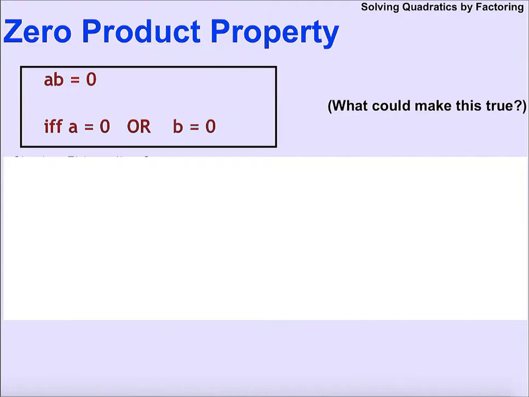This is going to be a lot like the absolute value equations. The main idea here is that if A times B equals 0, there are two ways to make that happen. So we need to find both possible ways to make that happen in order to solve the equation. Let's see what we mean here.